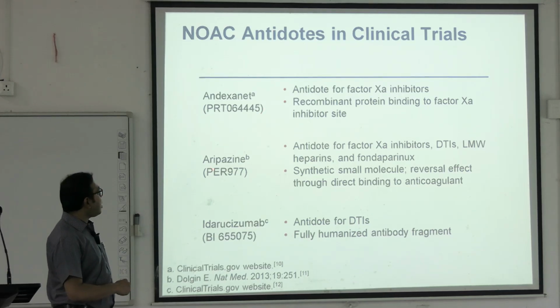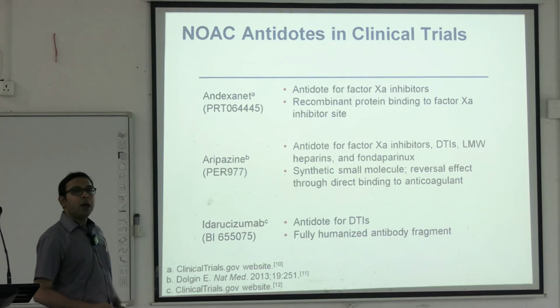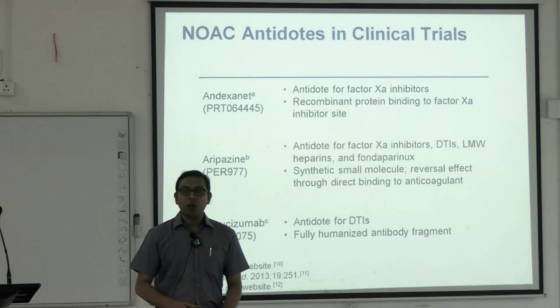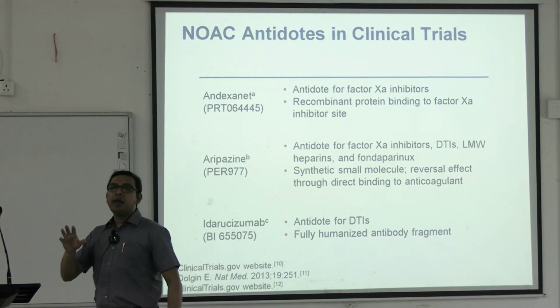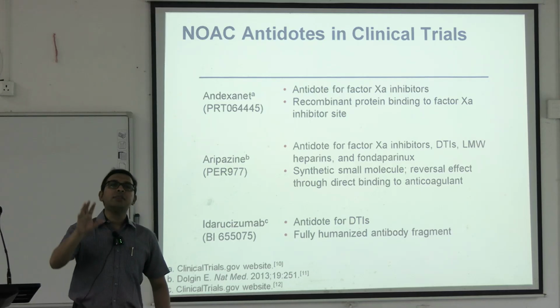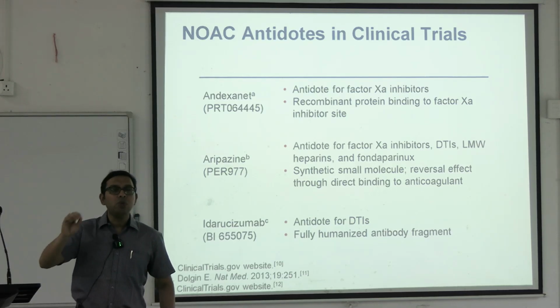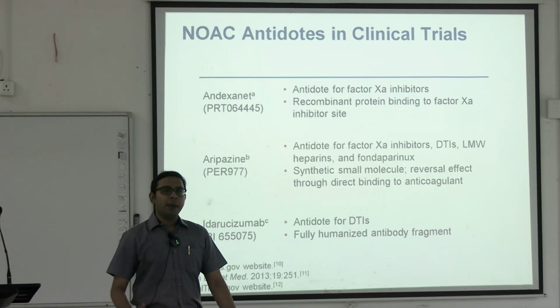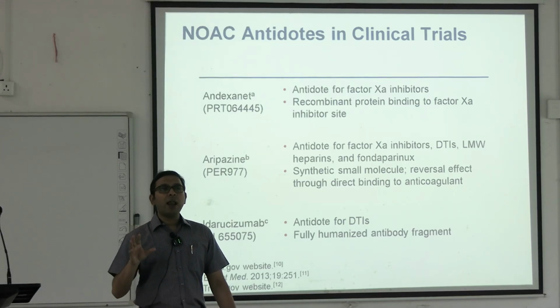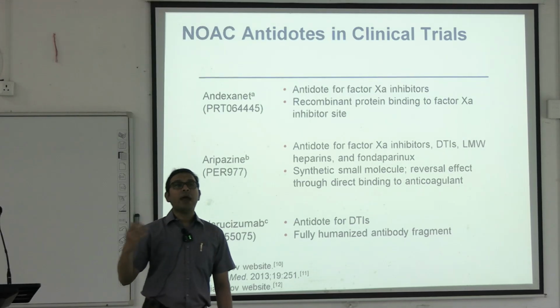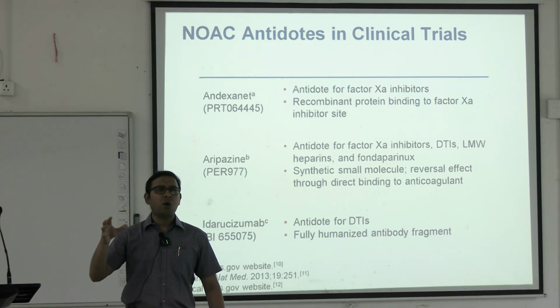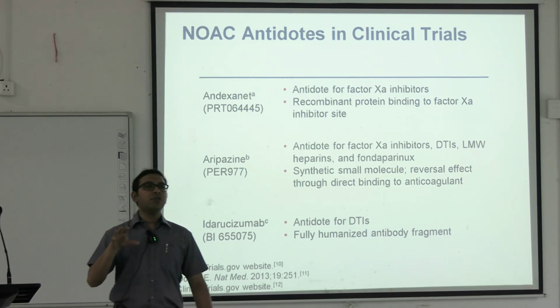So andexanet, ciraparantag, idarucizumab, these are antidotes for novel oral anticoagulants, because we know the antidote of warfarin is vitamin K, which is available widely. But the problem of the novel oral anticoagulants is that an antidote is not widely available, but there are some antidotes already in clinical trials and already in the market, but again it is costly.